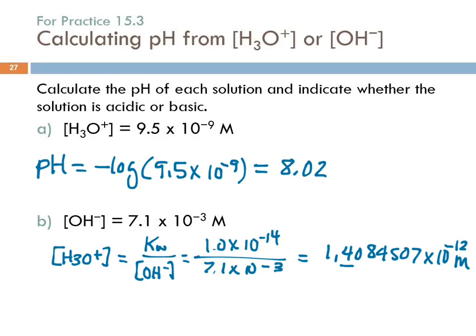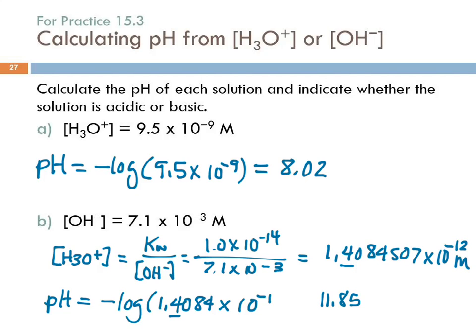So I'm getting a pH of 11.85. So the pH is the negative log of that mess. And usually 2 or 3 extra sig figs are plenty to avoid a rounding error. And then I report this with 2 decimal places based on the original 2 significant figures.